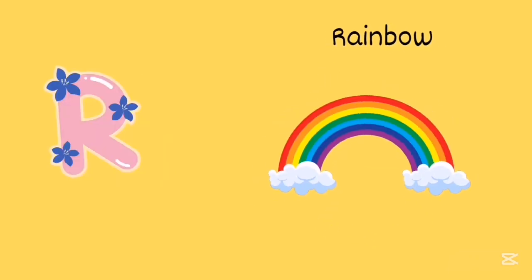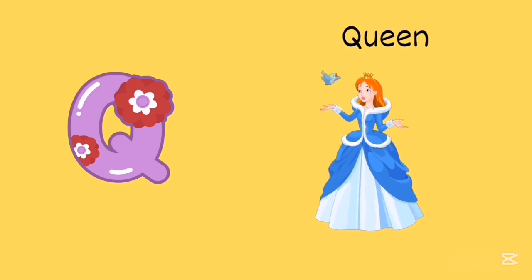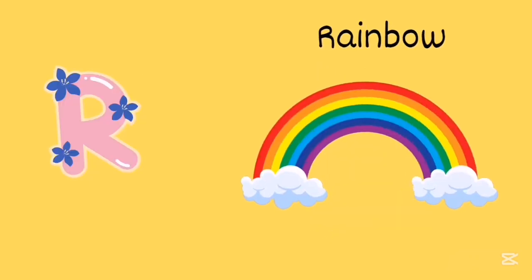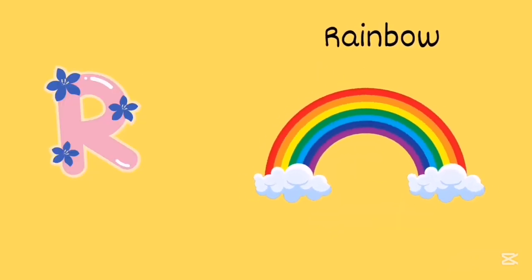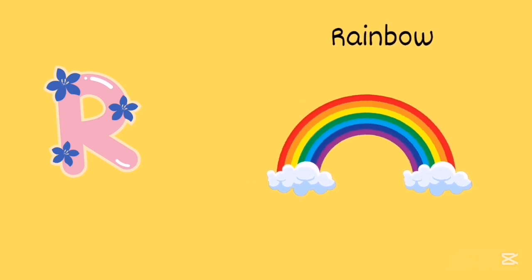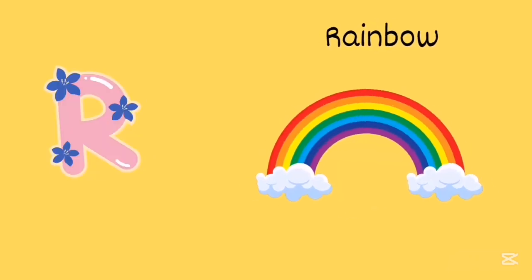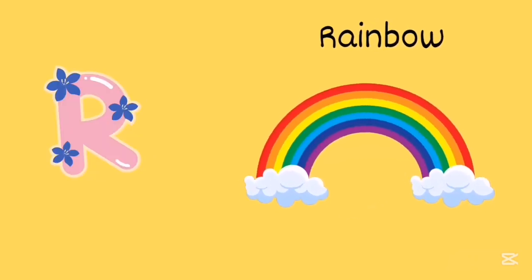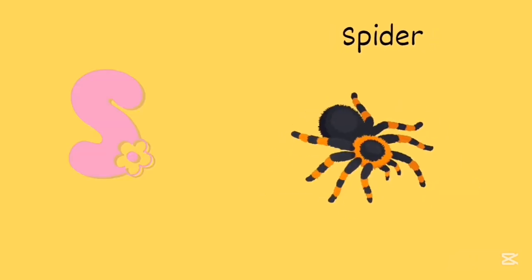Queen. Q. R is the rainbow. Rainbow. R, rainbow. S is for spider.